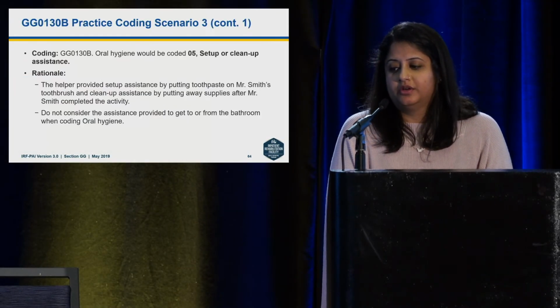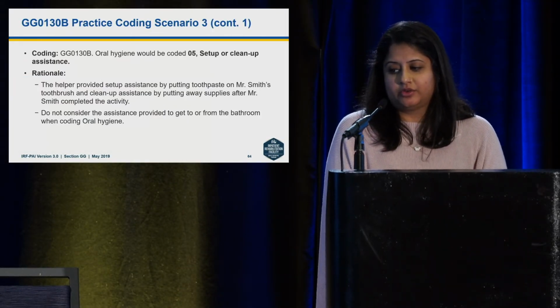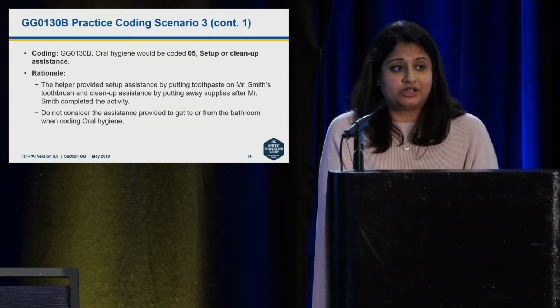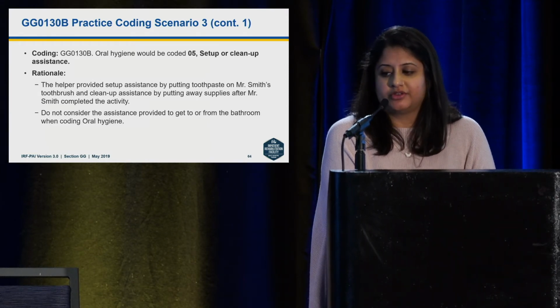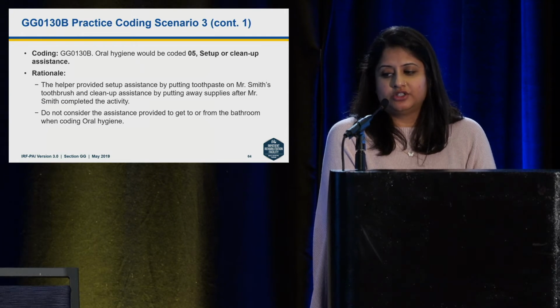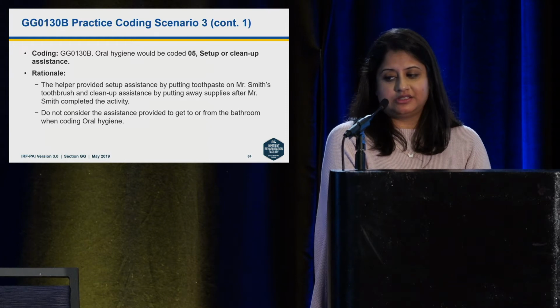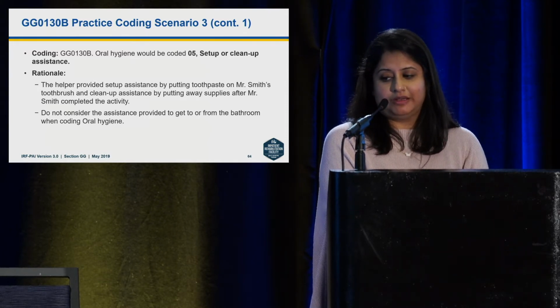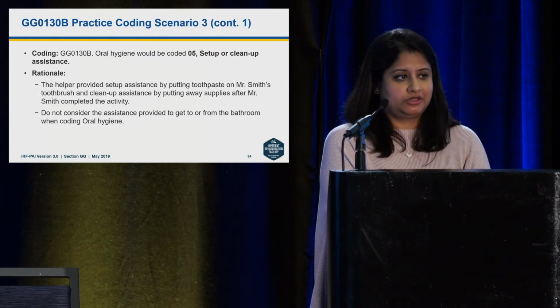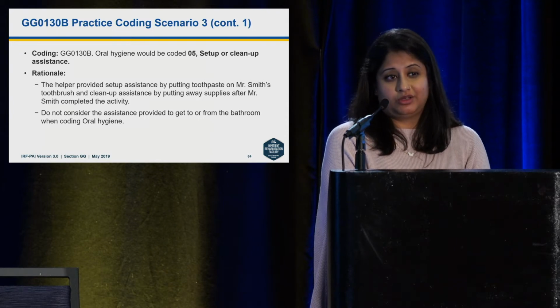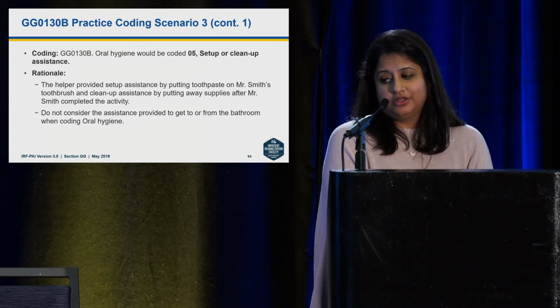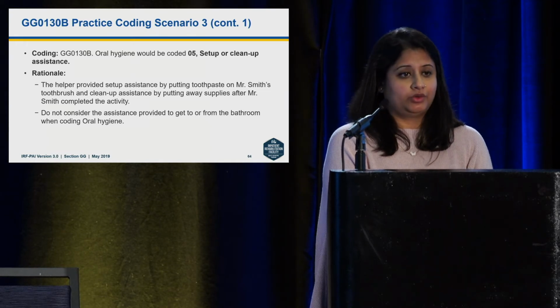Okay, so this one isn't a Slido one, but we're just going to quickly go through what the coding and rationale would be, and then you will have an opportunity to do Slido for GG0130B. So in this situation, GG0130B oral hygiene would be coded 05, setup or cleanup assistance, because the helper provides setup assistance by putting toothpaste on the patient's toothbrush, and cleanup assistance by putting away the supplies after Mr. Smith completes the activity. Again, because we're coding oral hygiene, we're not going to consider the assistance provided to get to or from the bathroom when coding this item.